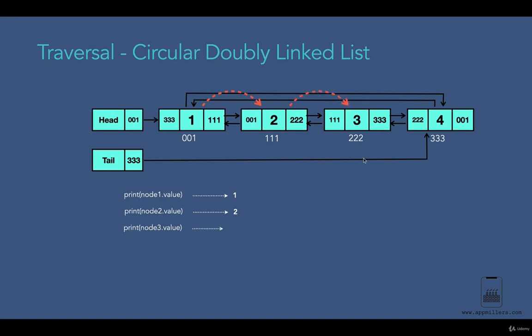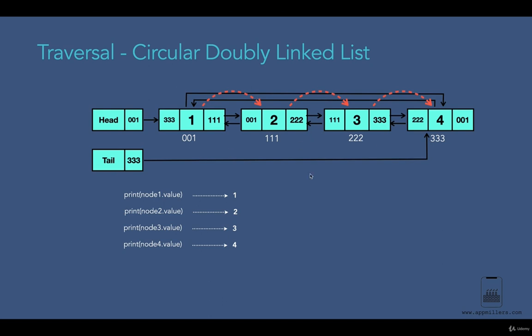Then we are going to continue to the next node. In the next node, we have 3 over here, so 3 is printed out to the console. And then we are continuing to the last node. In this node, we have 4 over here and 4 is printed out to the console. Now, when we reach the last node, we are going to stop over here. This means that our traversal is finished.